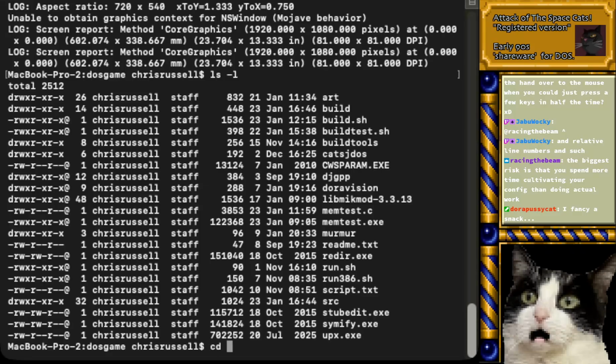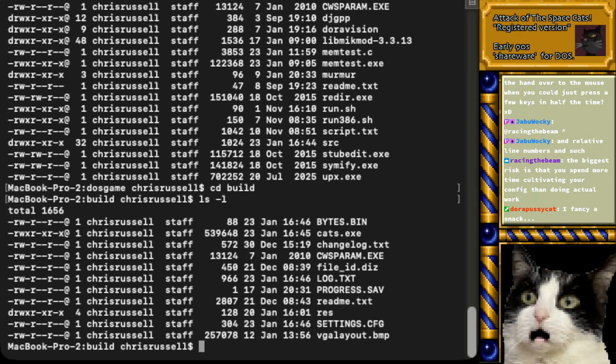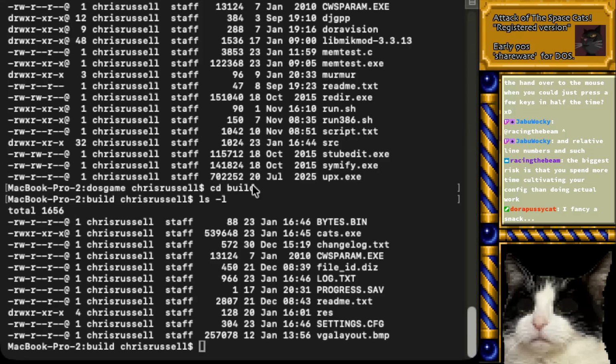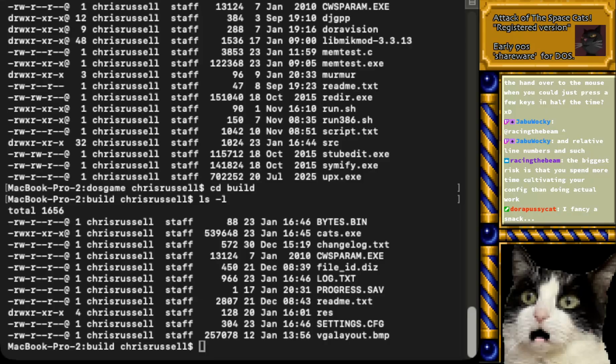Bytes.bin, where have you put it? Is it in build? Yes, it is. Bytes.bin. There's my hex editor. Code, DOS game, build, bytes.bin. Okay. Where am I going to put this?